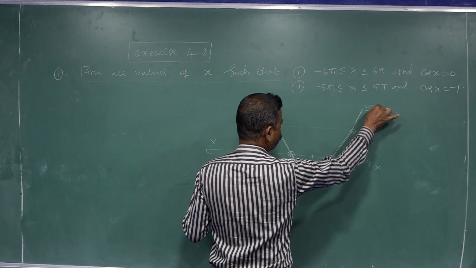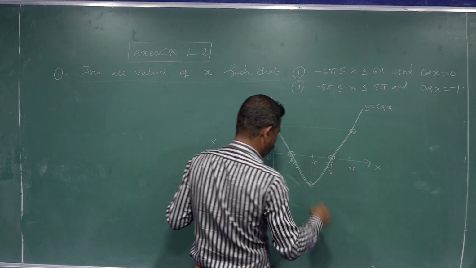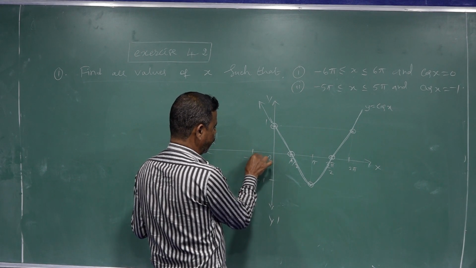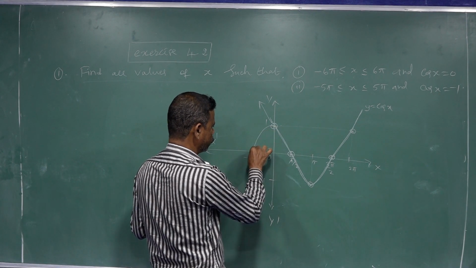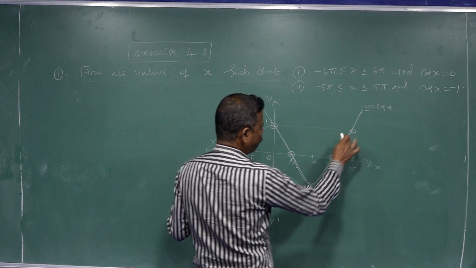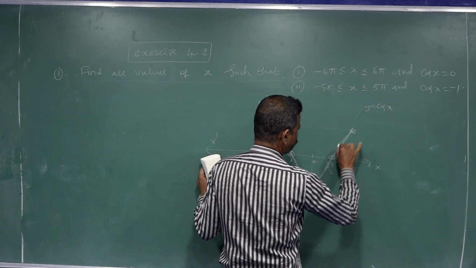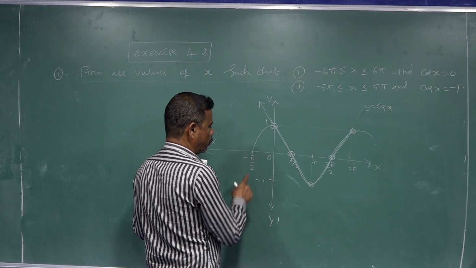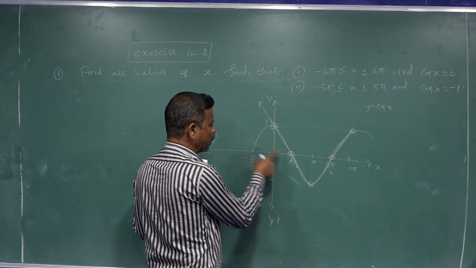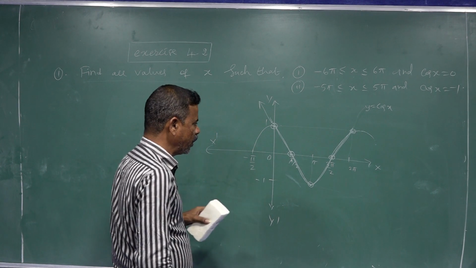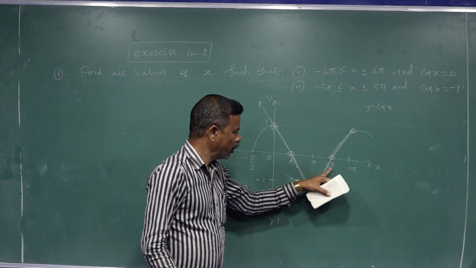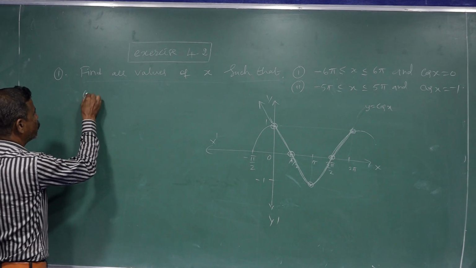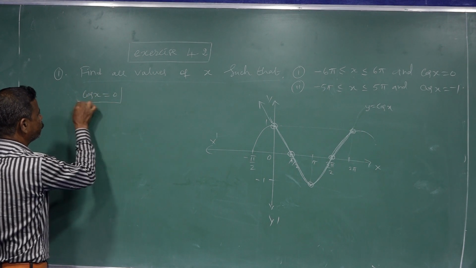This is the y is equal to cos x graph. After that, here minus 90. After that, it continuously goes on as a curve like that. Where are the 0 values? Minus 90 is 0, plus 90 is 0. After that, 3π/2 is 0. So actually cos x is equal to 0 is given.